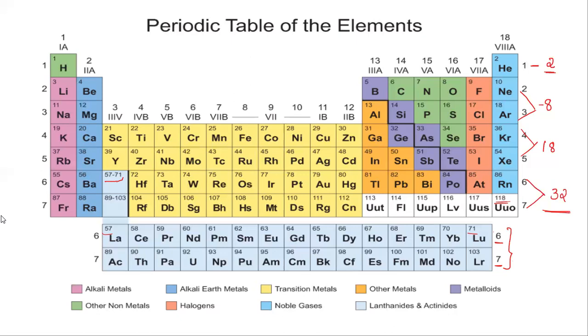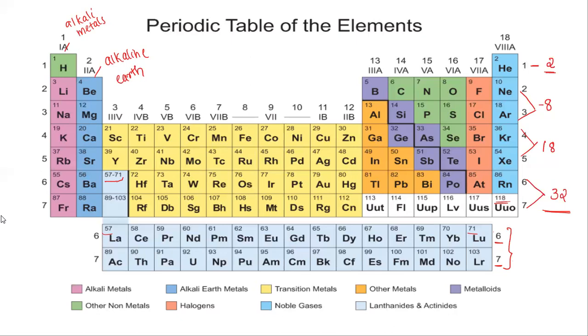Now, next is about group. This is the first group. Elements belonging to the same group have the same properties. Their properties and all we will discuss later. The first group is also known as the alkali metals. The second group is known as the alkaline earth metals.